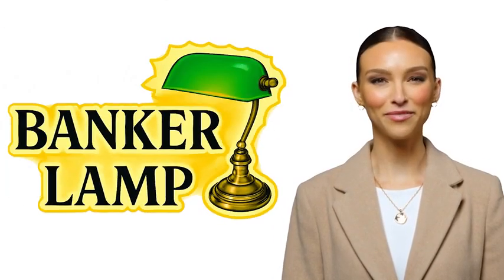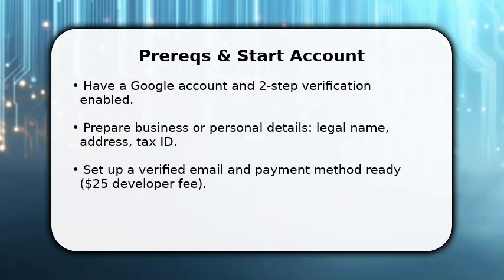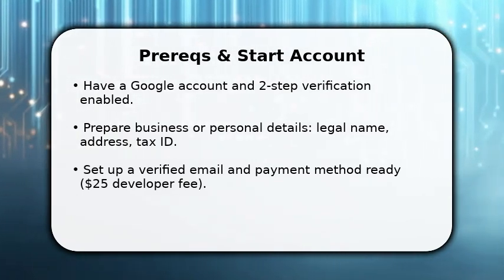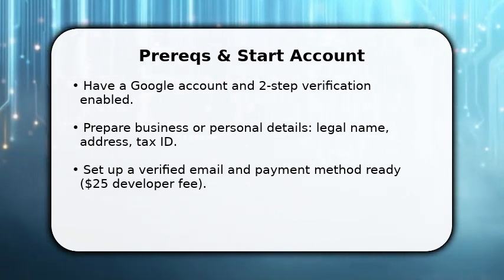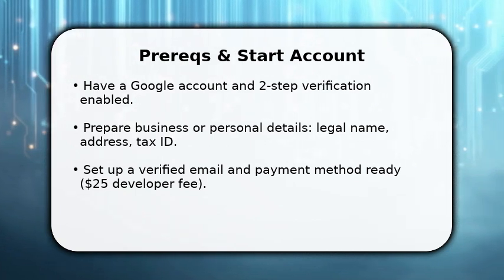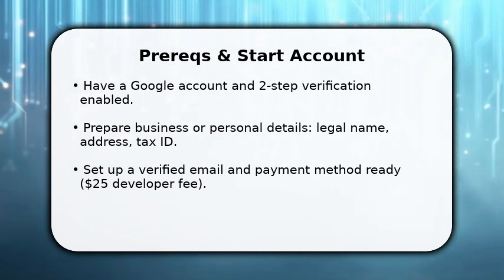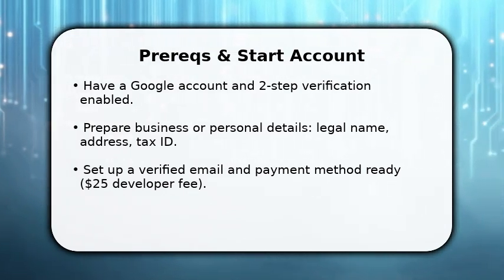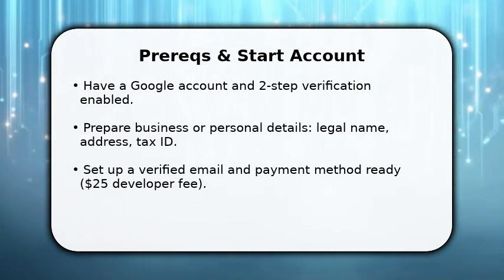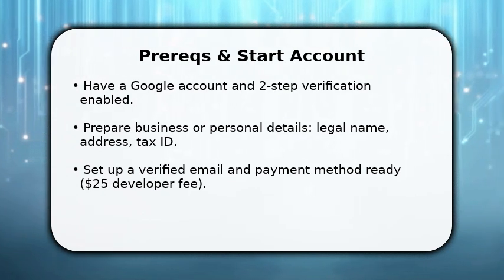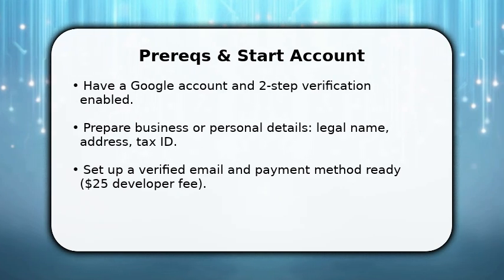You begin by confirming prerequisites. You need a Google account with two-step verification and a verified email so you can manage billing securely. Next, have your legal name, address, and tax information at hand because Google asks for accurate identity data. Finally, be ready to pay the one-time $25 developer registration fee. You'll enter a payment method during sign-up. Once these are ready, go to the Google Play console and start the developer account creation flow.